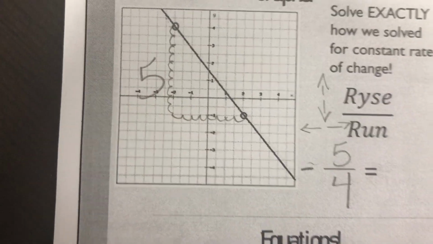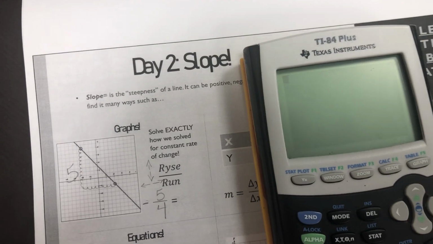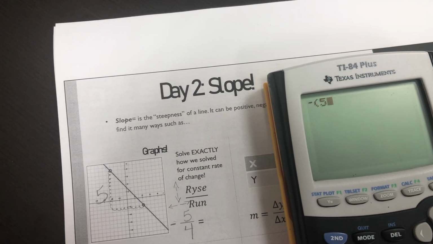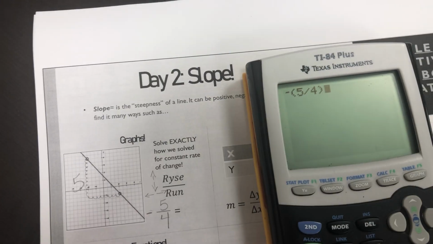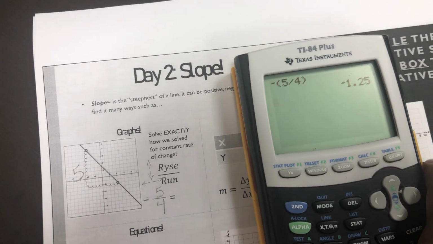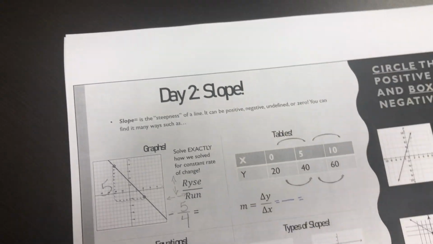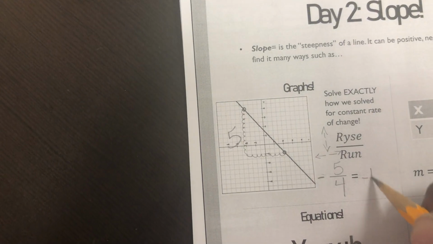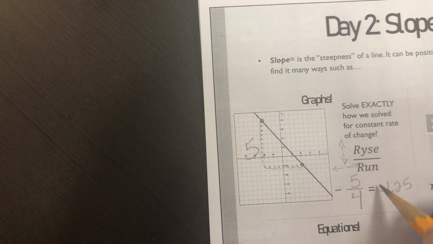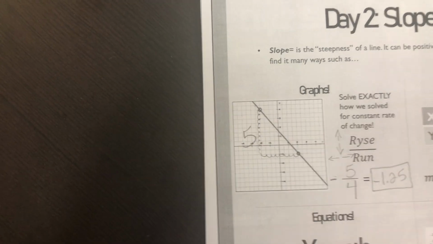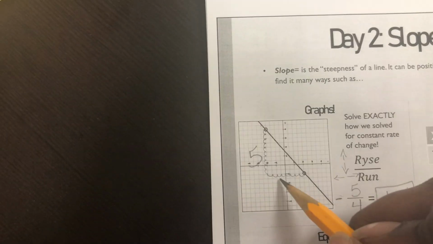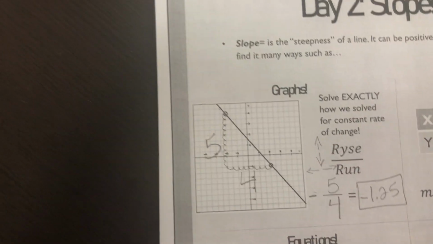So let's go ahead and figure it out. Here's my calculator, and I'm going to put a negative out here, and then 5 divided by 4. I just get negative 1.25. So that's our answer right here. All right, so that was with the graph. Oh, and I forgot to put that number right there.